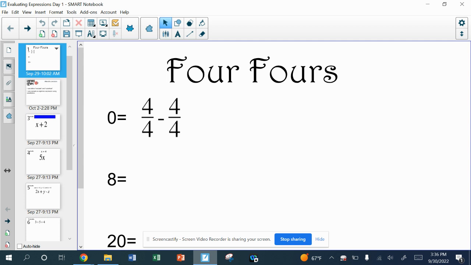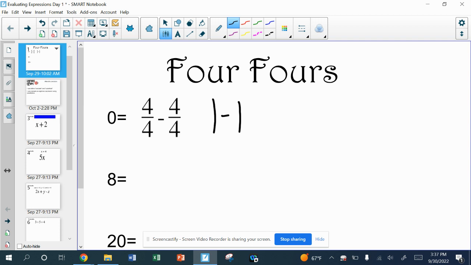To be able to get 0 using 4 fours, we could have 4 over 4, which is equal to 1, minus another 4 over 4. So this would really just give us 1 minus 1, which does give us 0.